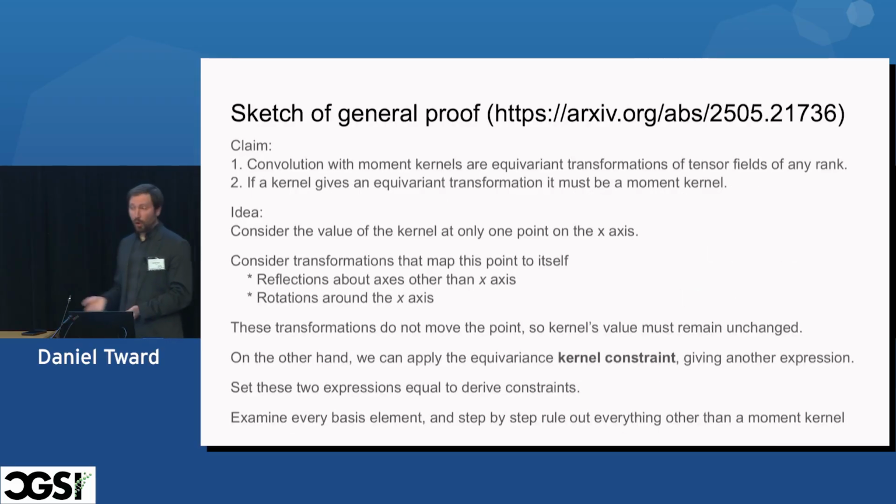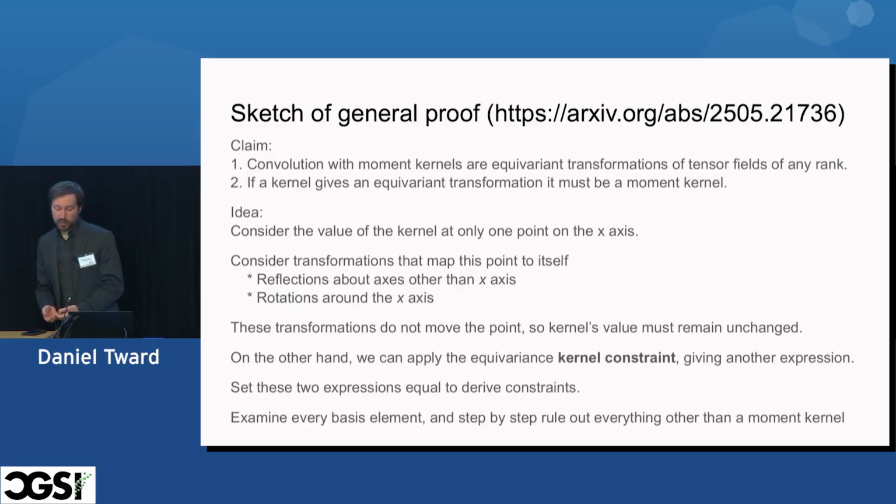Okay. We call these moment kernels because we're integrating against them times powers of x. And that's kind of the idea of the first moment of a distribution: we integrate that distribution times x. The second moment is we integrate it times x times x. That's where the name comes from. So in our paper, which is linked to here, we sketched a general proof to prove two things about moment kernels. One, convolution with moment kernels is an equivariant transformation for tensor fields of any rank.